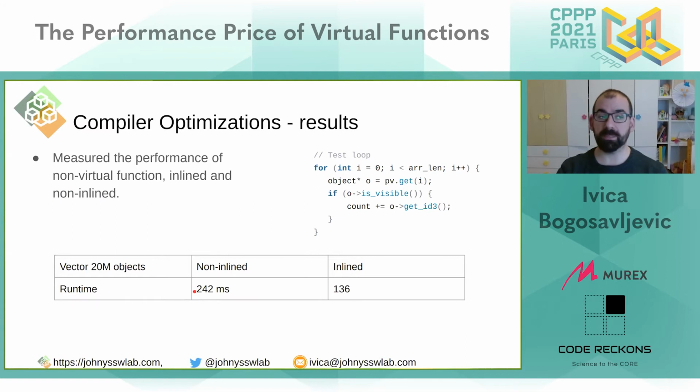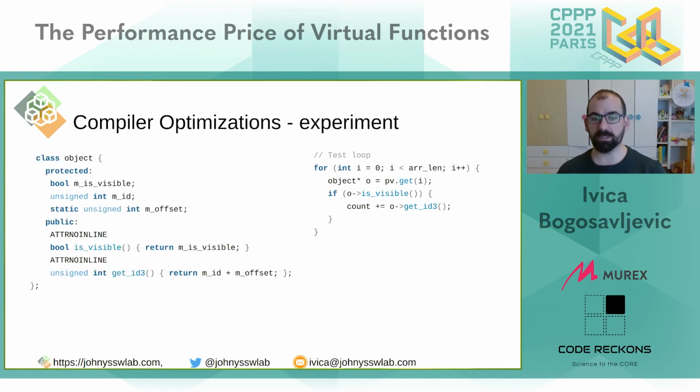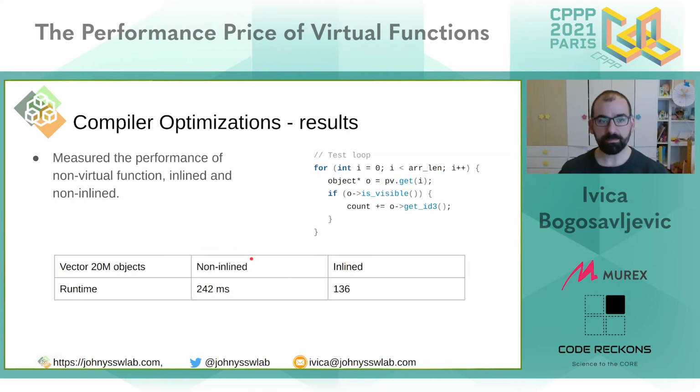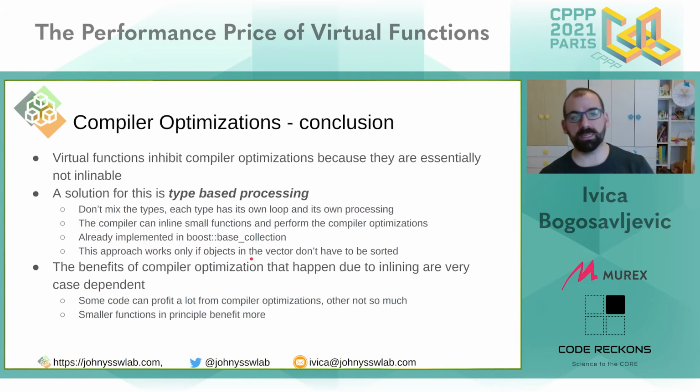Some of the performance speedup you get because you get rid of the function calls, but other gains come because the compiler actually got rid of some of the useless work. So what is the conclusion? Virtual functions cannot be inlined because their address is not known at compile time, so they're essentially not inlineable. So what can we do about that? If we want compiler optimization, we need to somehow get rid of virtual functions.